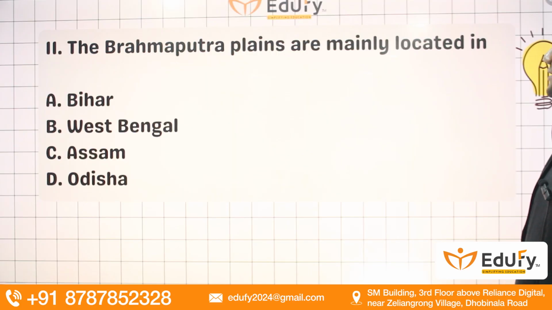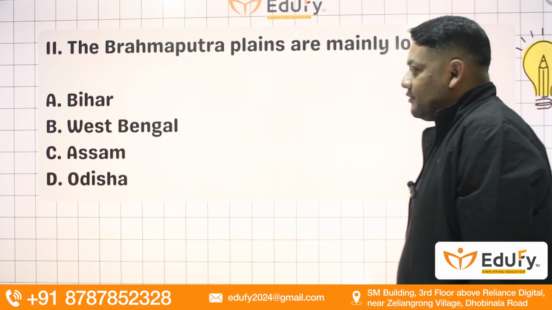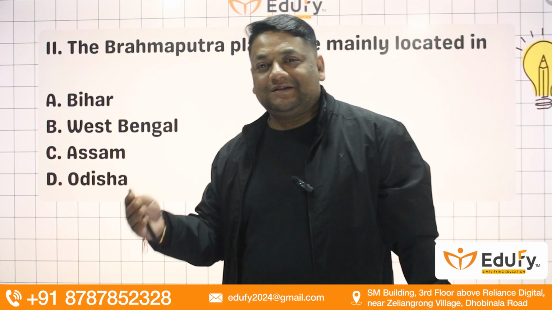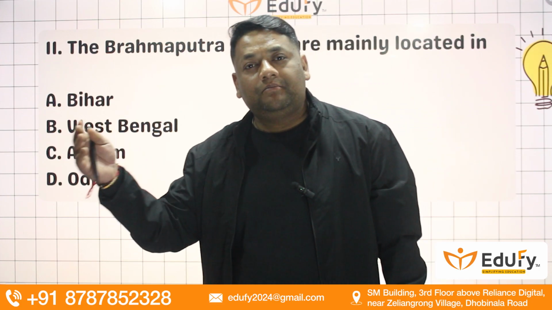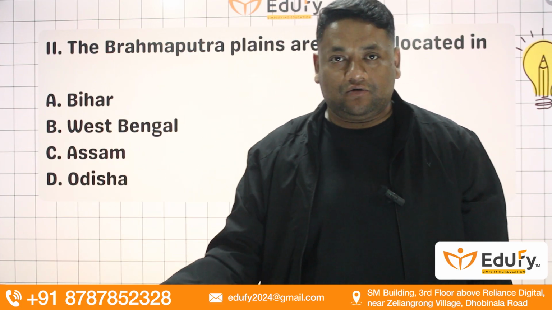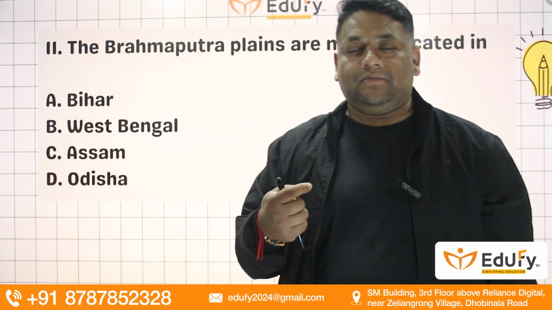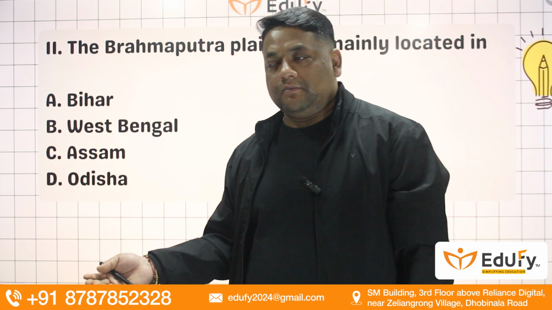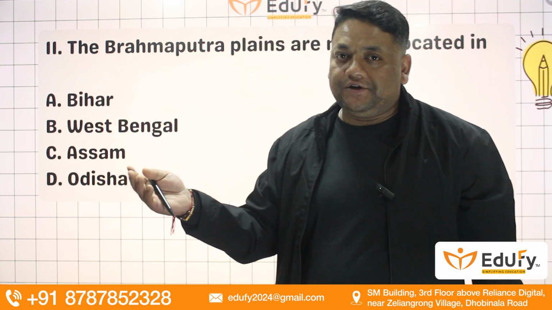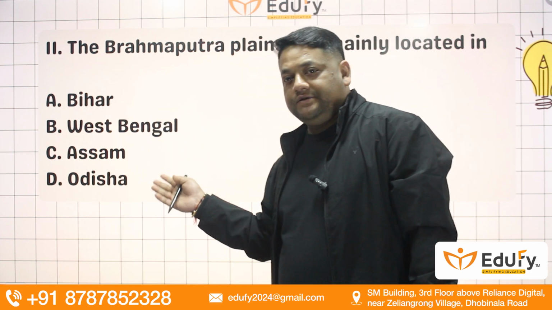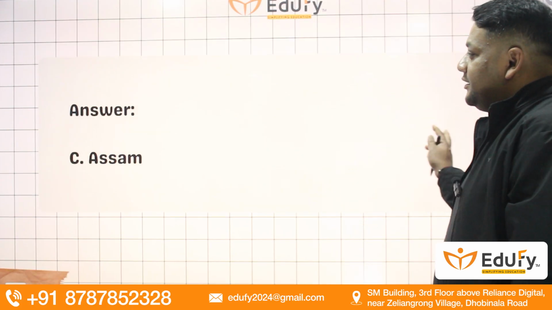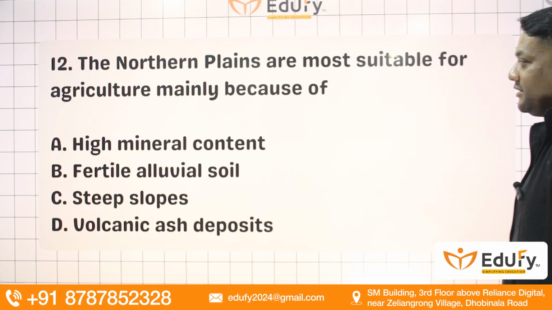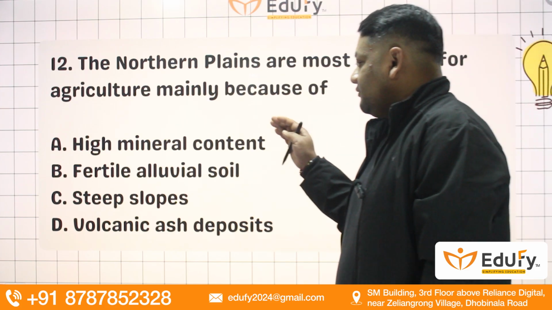Next, the Brahmaputra plains are mainly located in Bihar, West Bengal, Assam, Odisha. We all know about it. Brahmaputra plain is simple about Brahmaputra river if you know. Brahmaputra comes down from China, enter in Arunachal, and from Arunachal it enters in Assam. It travels through only two states. Alright, so Assam has the largest plain of Brahmaputra, because Arunachal is a hilly region, so we cannot consider Arunachal. Assam is the right answer to this. C.